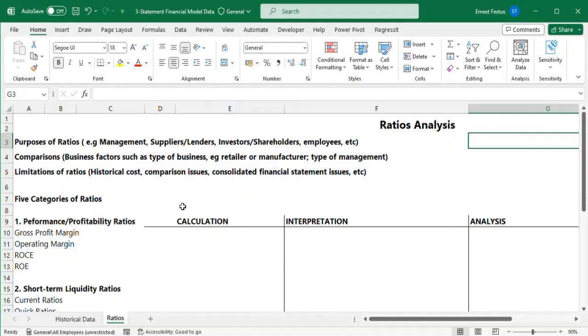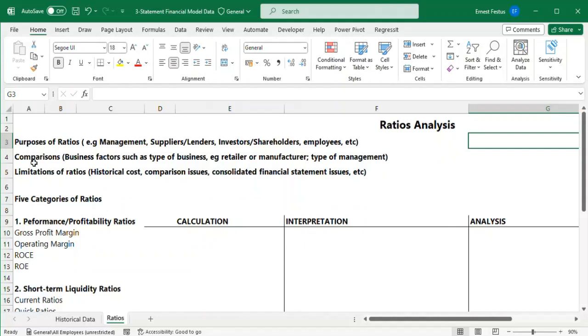And then we might also have shareholders or even investors, and they might be interested in analyzing the financial statement to determine whether they want to buy shares in the company, whether they want to hold on to their shares, or whether they want to sell their shares. So all these things come into play. Employees might be looking at the going concern of the company and how profitable the company is going to be in the future, so the company can pay their salaries and other benefits. So those are the purposes of financial ratios.